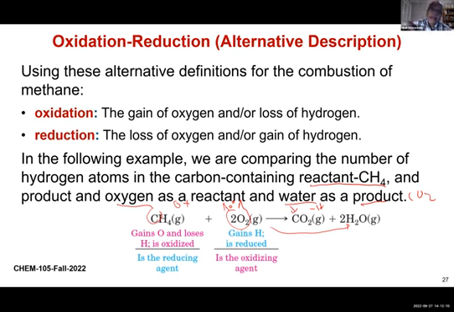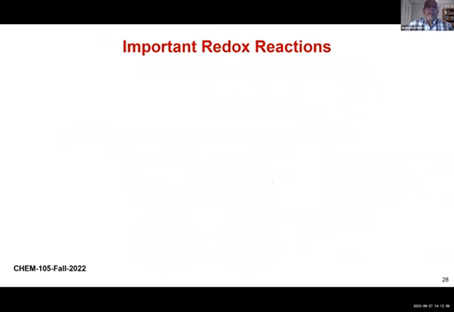Therefore, same analogy. Methane is the reducing agent. Oxygen is the oxidizing agent. Same idea we talked about in the previous ionic reaction between metal and ions.